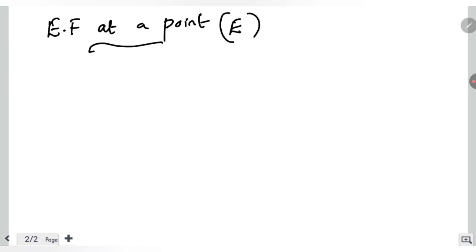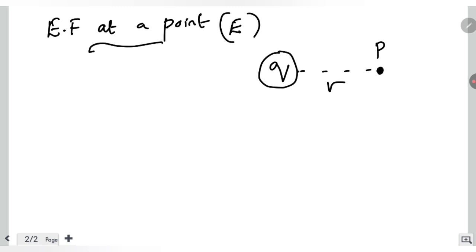Now when it comes to electric field calculation, they can also ask you to define electric field at a point. Electric field is represented by the letter E. Let's say there is a charge Q, and this is the point P, we can use any letter. From the charge to the point, the distance is, let's say, R, or you can use small letter d as well. So what is electric field at this point? At this point there is an electric field from this charge.